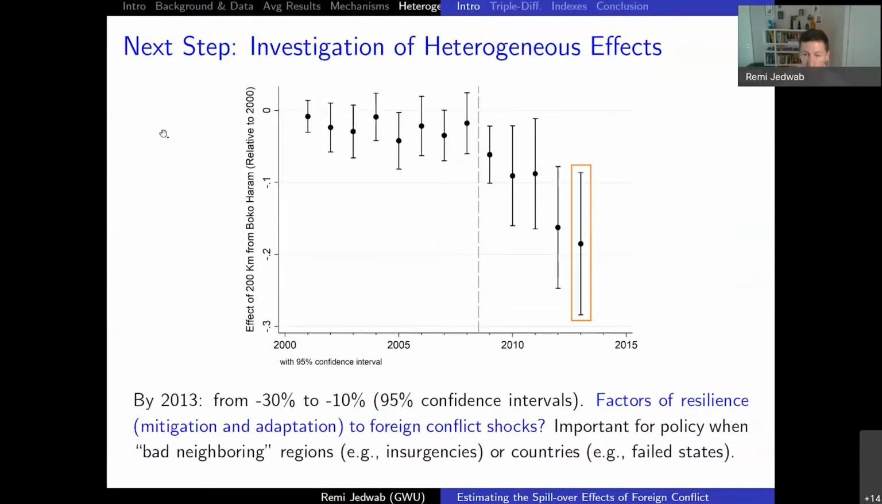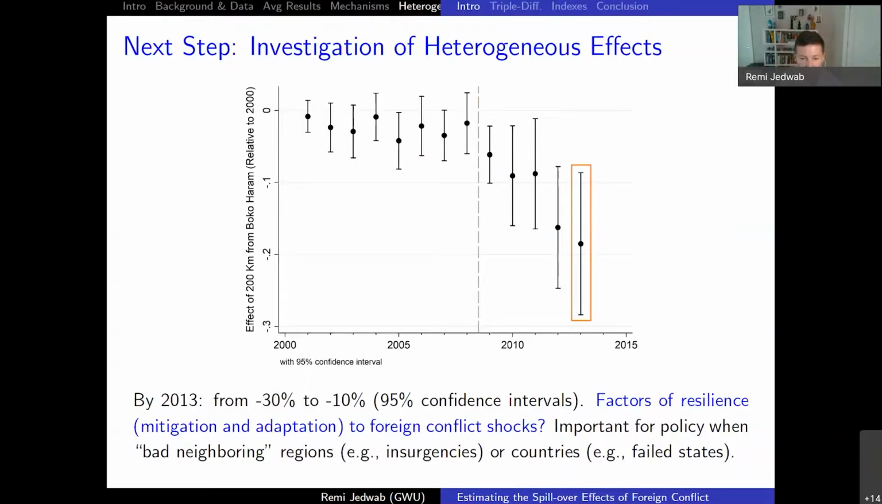Right, last part of the paper is to try to study where you get these effects. So we get this effect of minus 20%, but what we see is that some places were really impacted. So you see an effect of like minus 10%, or some of the other places were much more impacted. So what we can do, we can use this analysis to study the factors of resilience for conflict shocks.